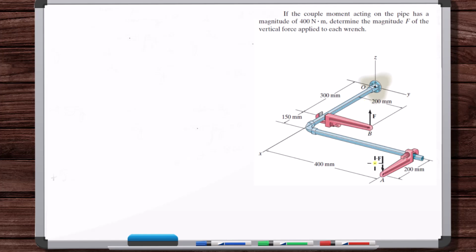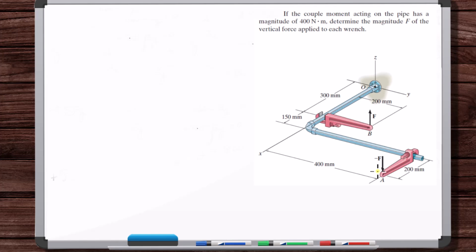But just to illustrate this, I want to find R cross F. Let's get this couple moment as a vector. Couple moments are easy to work with. They're free vectors, but they're still vectors. They can be oriented in any direction in 3D space. When you do a vector sum on couple moments, it's not always just a scalar sum. It's a vector sum. You might have a couple moment in this direction, and this direction, and you do a vector sum to get the net resultant couple moment.